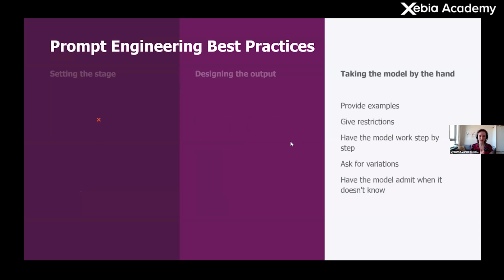Final tips. Taking the model by the hand, because teamwork makes the dream work. We'll see how we can provide examples to help the model get to useful output, give some restrictions, working step by step, asking for variation, finally having the model admit it when it doesn't know. Doesn't work always, but sometimes it does.